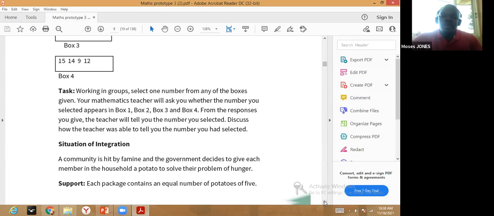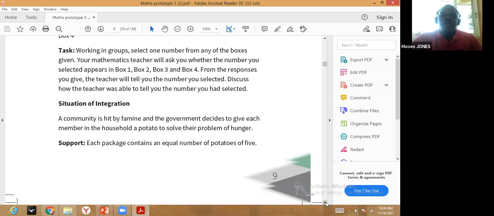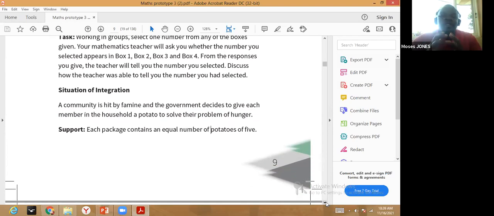As I told you, you're looking at solving problems. There's a problem here in this community. A community is hit by famine and the government says each member in the household gets a potato to solve their problem. Every member is having one given potato. And you're being told that you've been given a given number, and they're telling you, please go and do the distribution. What are you supposed to do? That is what we're going to look at.